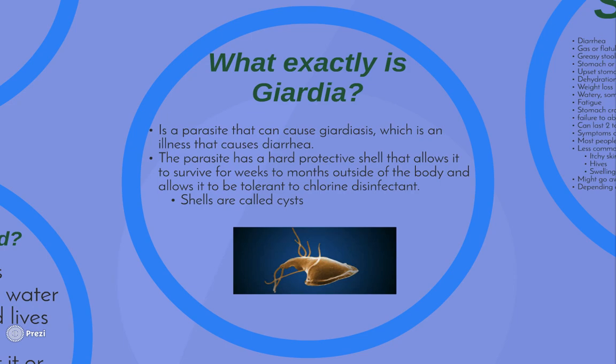The parasite itself is covered with a protective shell that is actually called a cyst, and this protective shell allows it to survive weeks to months outside of the body in a quote unquote harsh environment, where inside the body is a little bit nicer and not as exposed. And also, it makes it tolerant to different chlorine disinfectants.